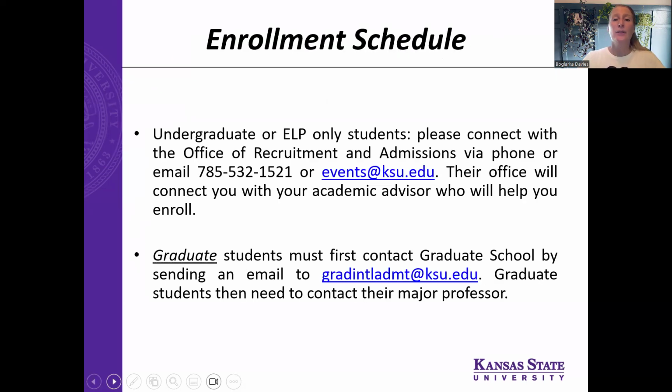Undergraduate or EAP-only students, you will need to connect with the Office of Recruitment and Admissions via phone or email. You can see their contact information on the screen. Their office will connect you with your academic advisor who will help you enroll in your classes. If you are a graduate student, you must first contact the graduate school by sending an email to the address you see on the screen. Graduate students then need to contact their major professor.